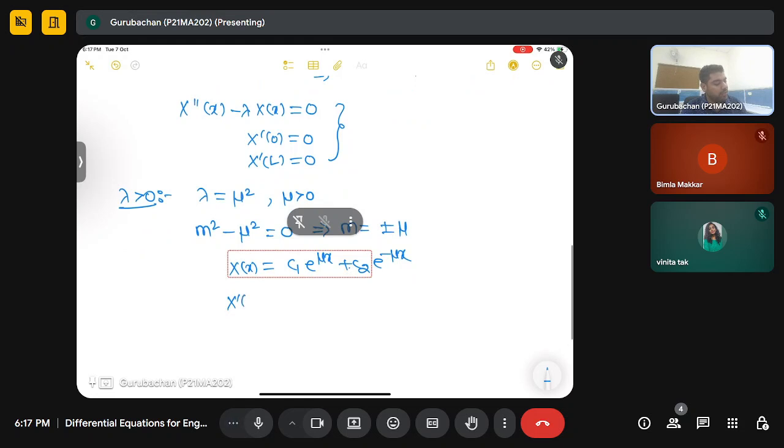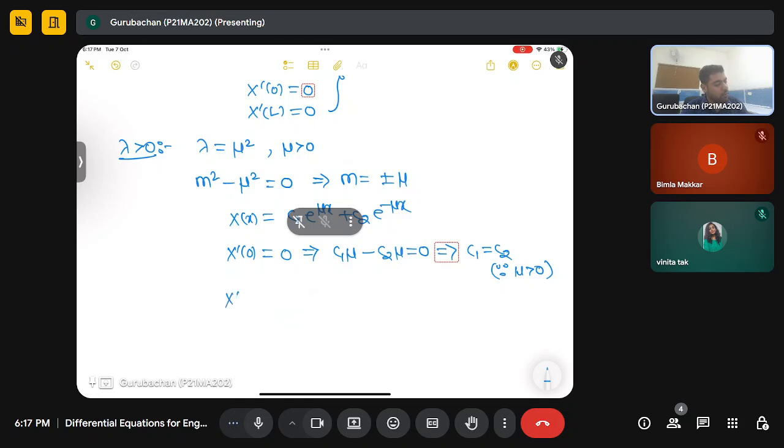So X'(0) is 0. This will imply C1 μ e to the power 0, which is 1, then C2 μ is 0. We know that μ is positive. That means C1 is C2, because μ is only a positive number.